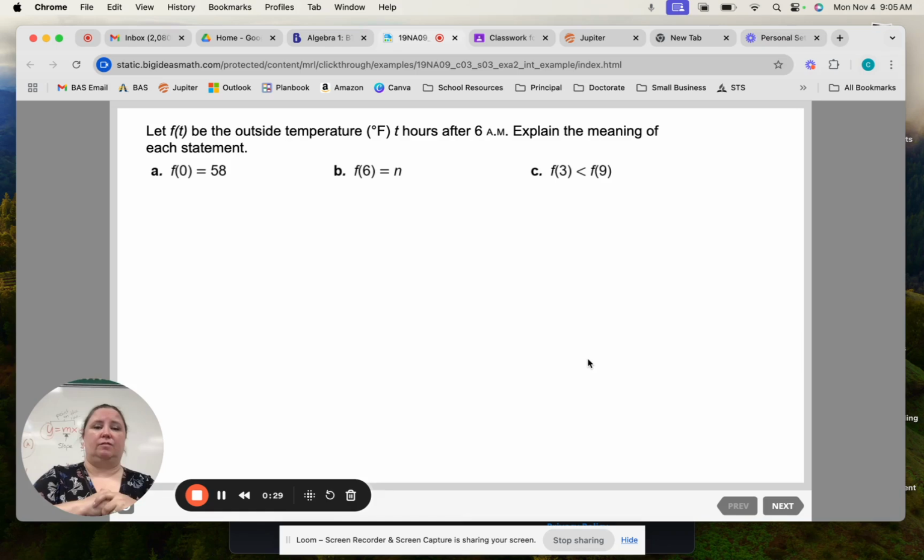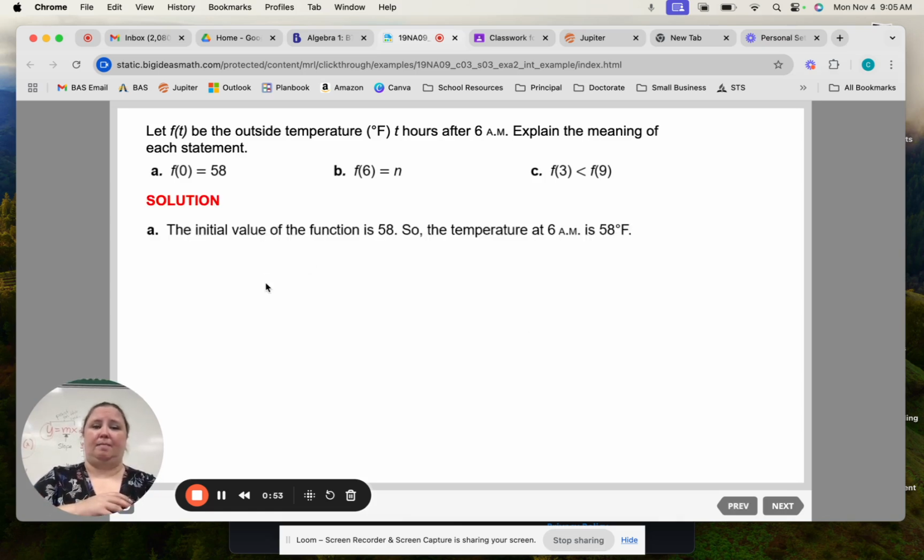So if f of t, the t is 0, what time is it? 6 a.m. The beginning time. So the function of 0, 58 is what? The temperature out there at 6 a.m. Yeah, so it's 58 degrees at 6 a.m.